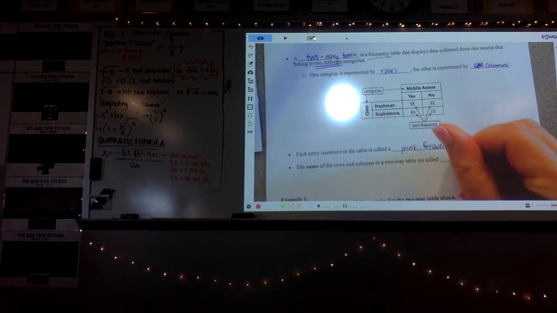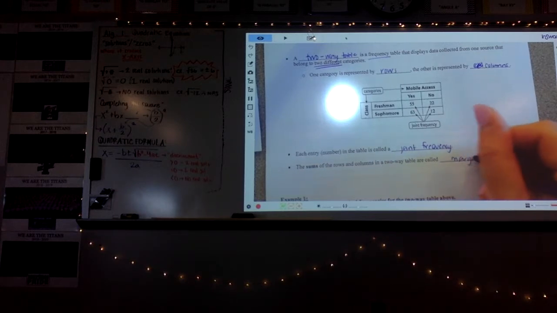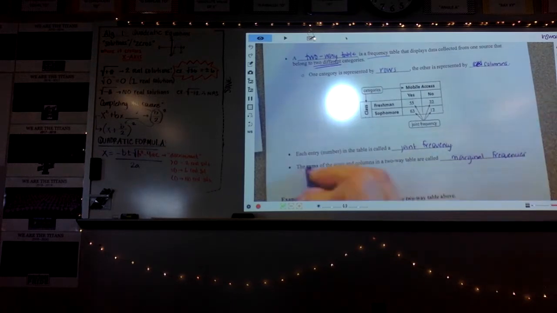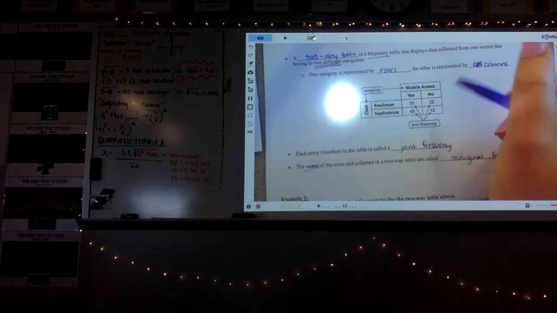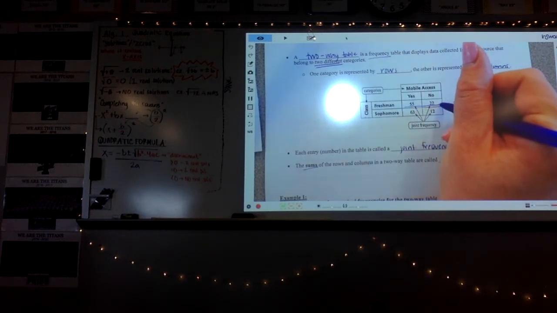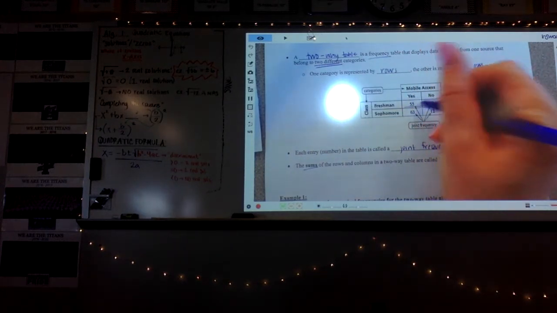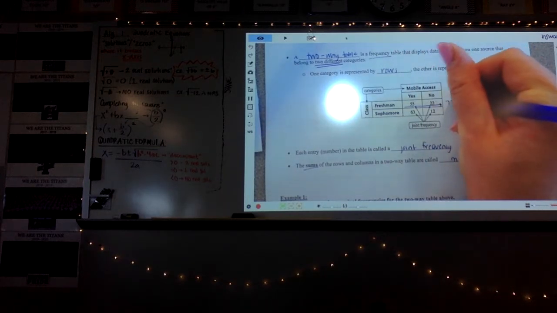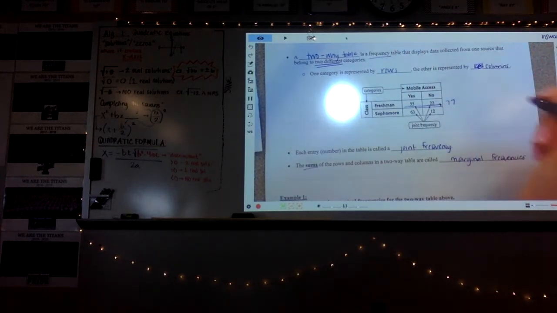Then you have what's called marginal frequencies, which are the sums of the rows or columns. So for example, you have all these freshmen that were interviewed here. Do you have a cell phone or do you not? The total number of freshmen would be 77, and that's called the marginal frequency. There are 77 total freshmen interviewed.